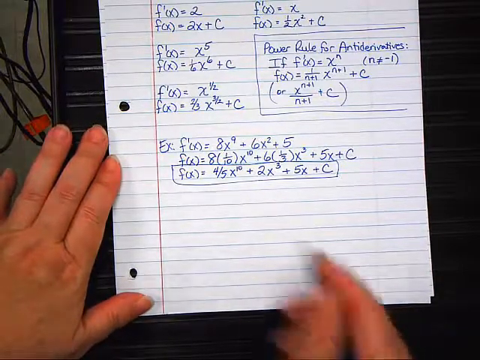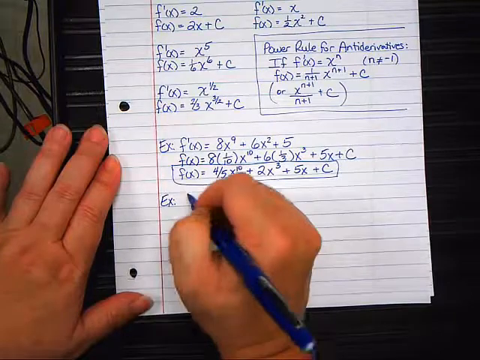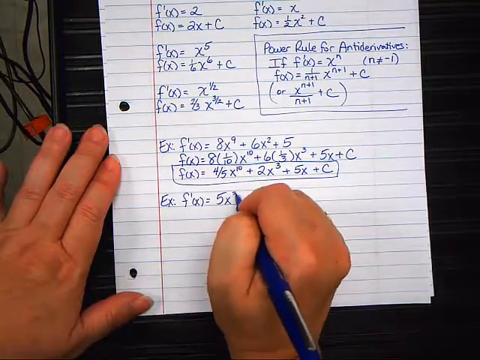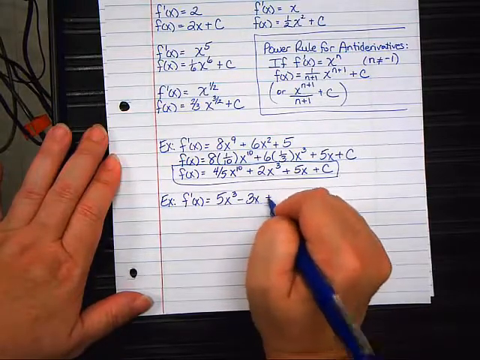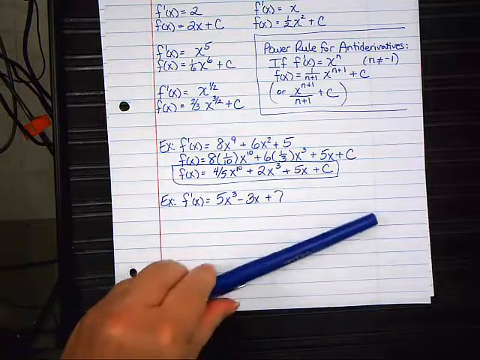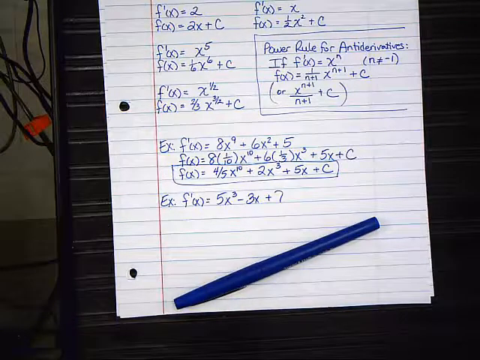All right, it's your turn to try one. F prime of x equals 5x cubed minus 3x plus 7. Your turn. I'm going to come around the room and check these. 5x cubed minus 3x plus 7. You take the antiderivative.